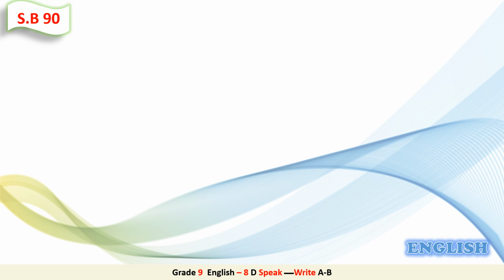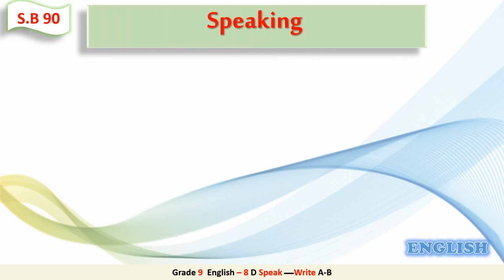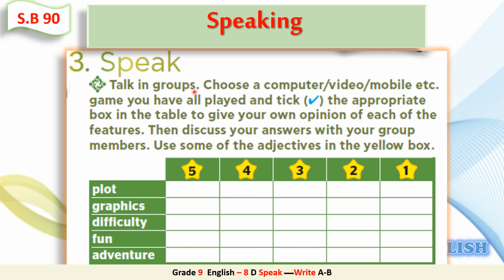Could you please open your student's book, page 90. Speaking. 3. Speak. Talk in groups. Choose a computer, video, mobile, etc. game you have all played and take the appropriate box in this table to give your opinion of each of these features. So you are going to take the correct box according to what you think of plot, which means the events in the game, graphics, which means the images, the points, the lines, the motion, and so on in the game. Difficulty. How difficult is the game? What do you think? Take the correct box.